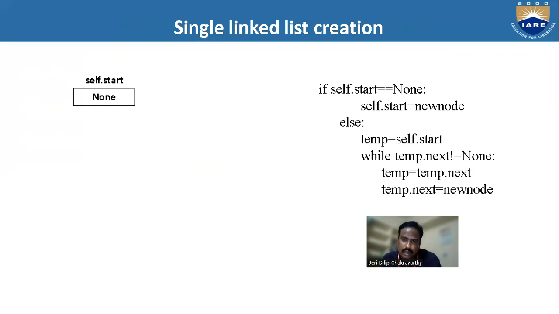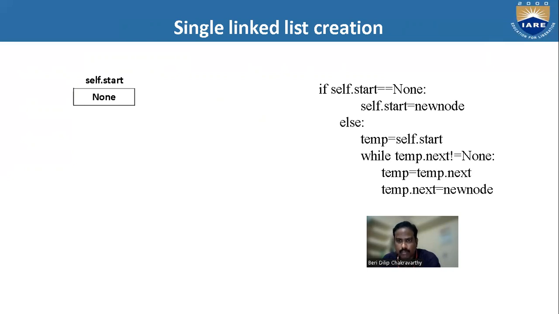Suppose already there are elements in the list, what I need to do? I need to move from the starting node to the last node, and at the last node I am going to insert my element. So that's why I have taken something called the first node. I'm calling it temp. First node I'm calling it temp, and I'm moving my temp from the first node to the next node.